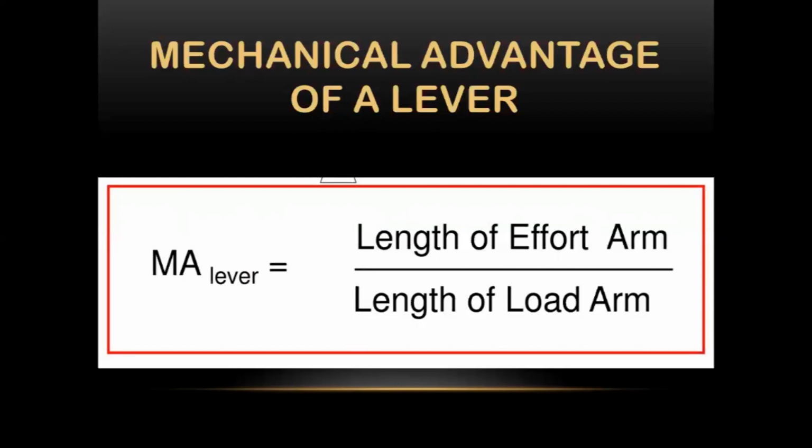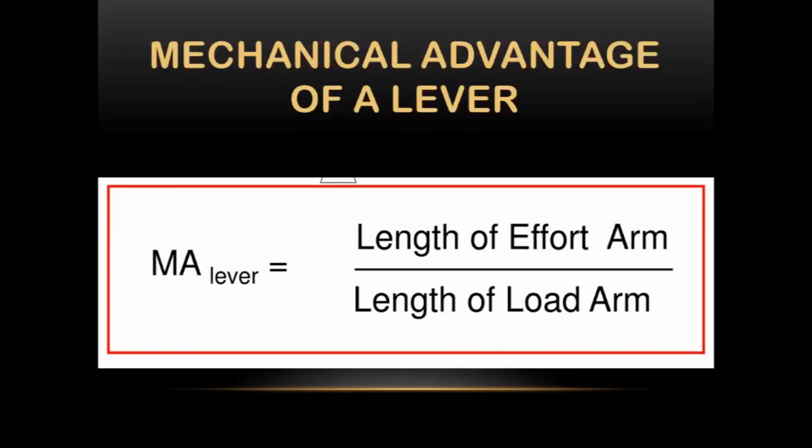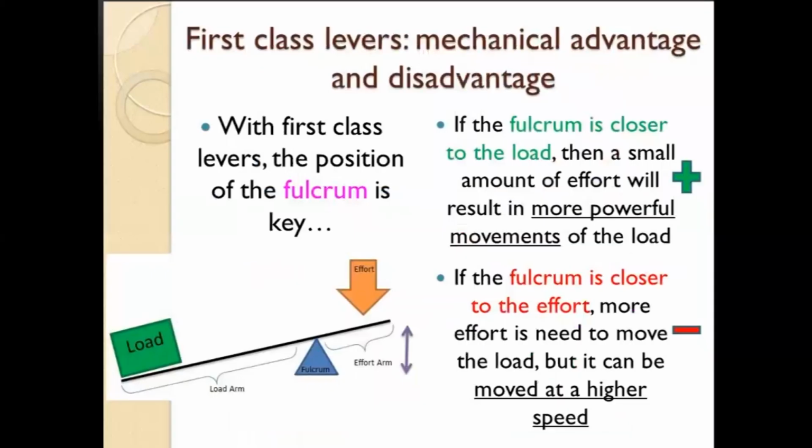So to calculate the mechanical advantage of a lever, the formula is length of the effort arm divided by length of the load arm. Effort arm is the distance between the point of application of effort to the fulcrum, whereas load arm is the distance between the load and the fulcrum.